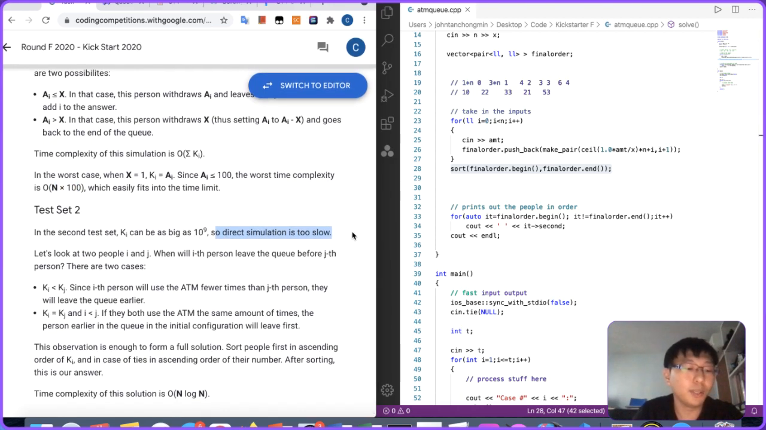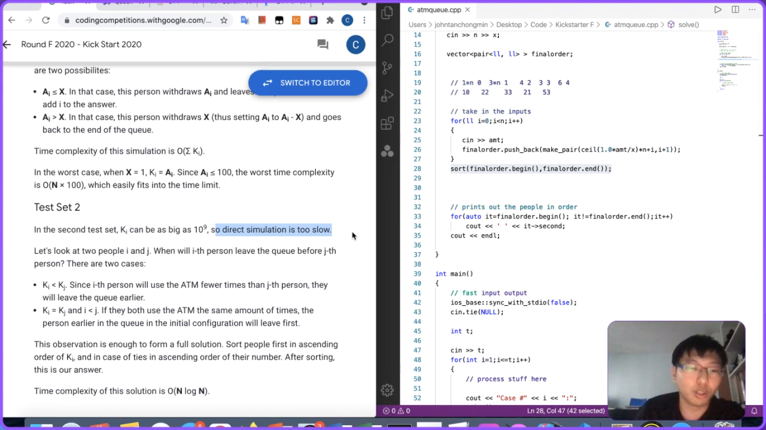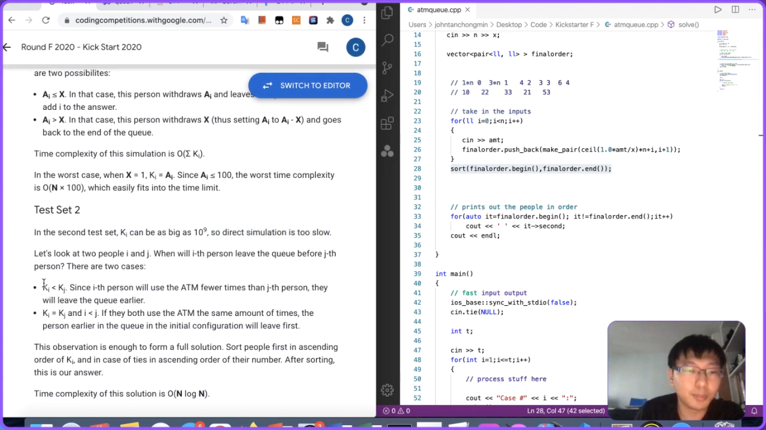So normally in this kind of Google Kickstart problem, if you can simulate the whole problem out, it's probably a trap. That's why I simulated, because I thought that since this was the first problem, it shouldn't be that tough. I was wrong. Yeah, they decided to do a tougher first problem, I guess. So this observation is enough.